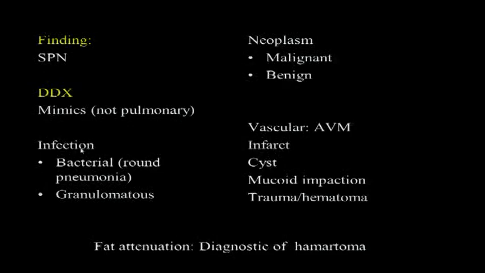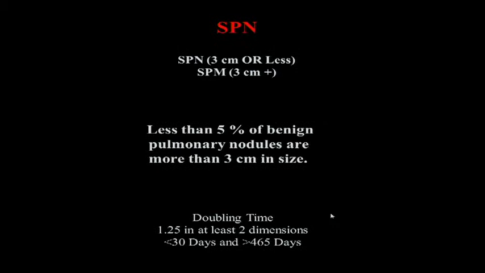Very good. So this was a solitary pulmonary nodule. And again, this is just a broad-based differential diagnosis. It is infection, could be bacterial, could be granulomatous, could be a neoplasm, benign, malignant, could be an AVM, an infarct, a cyst, a mucoid impaction, or trauma, hematoma. Again, you're right, this is a fatty tumor attenuation. This was a hamartoma. So what is an SPN?